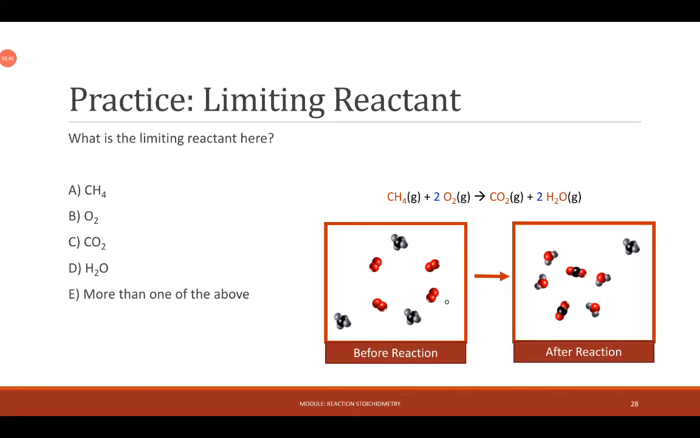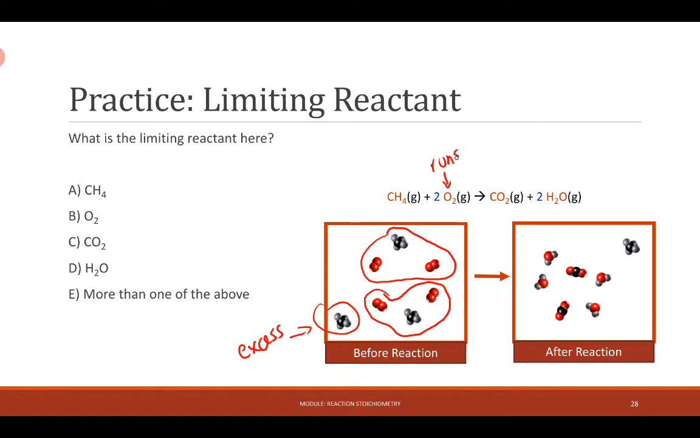Okay, let's go over this. So, if we look at this before reaction box, we can see that for every 1 methane, we're going to use up 2 oxygens. 1 methane, 2 oxygens. So I'm going to run out of oxygen before I can react that methane. This is excess. O2 runs out. Therefore, O2 is the limiting reactant in this scenario. I have excess methane.